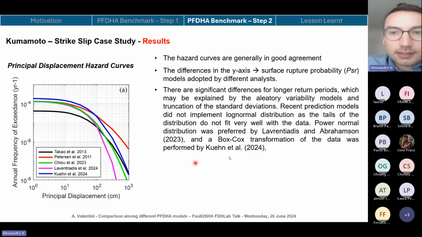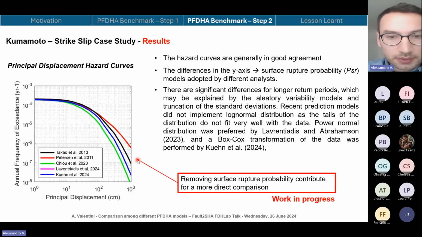As I wrote here, the new prediction models did not implement a lognormal distribution, but they implement a different distribution, such as power normal or Box-Cox transformation. And so the explanation of the difference for long return periods in the displacement value is mainly given by this aspect.